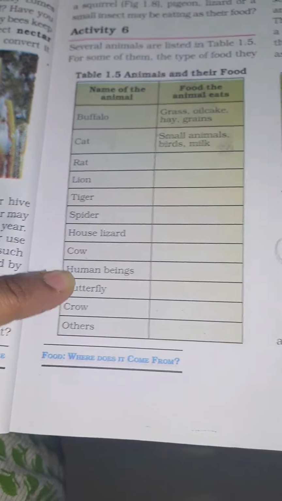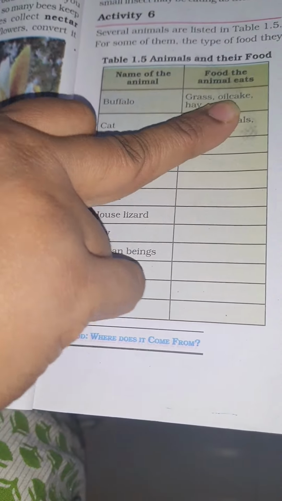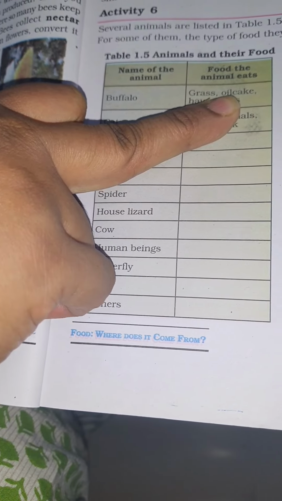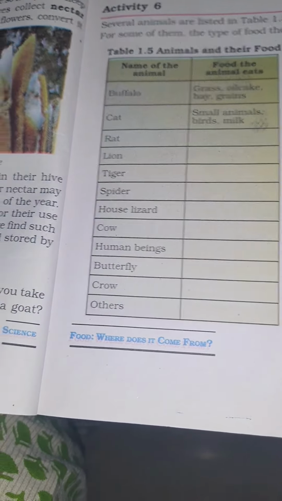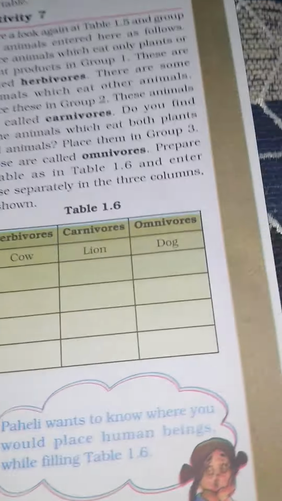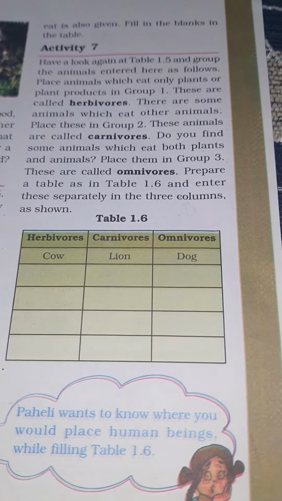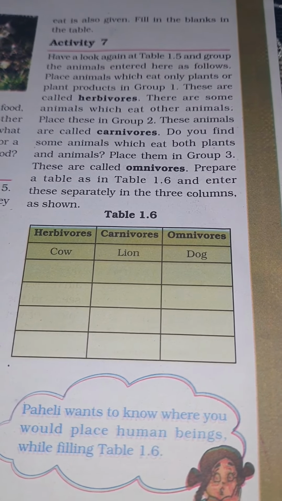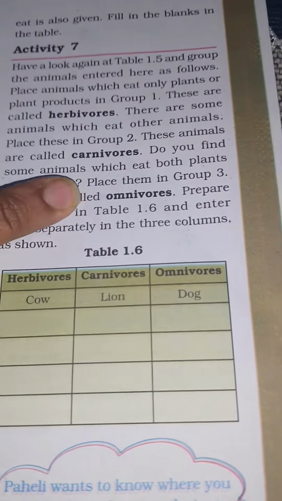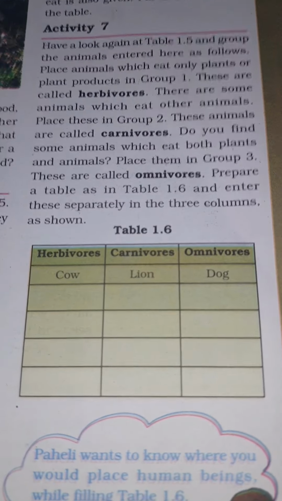You can make a nice tabular form which is given in the textbook, the name of the animal and the food item the animal eats, okay. Now there are 3 divisions. This is very interesting for you and easy. You have been learning this from very small classes, from the first grade. Herbivores, carnivores and omnivores. What are herbivores?